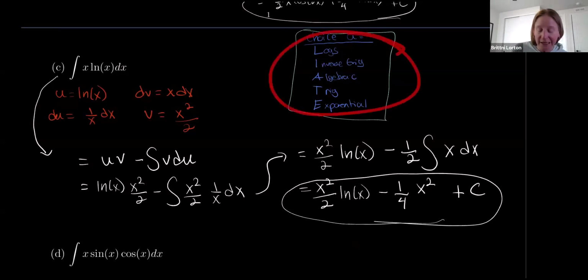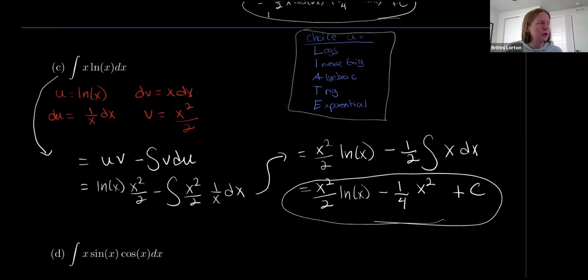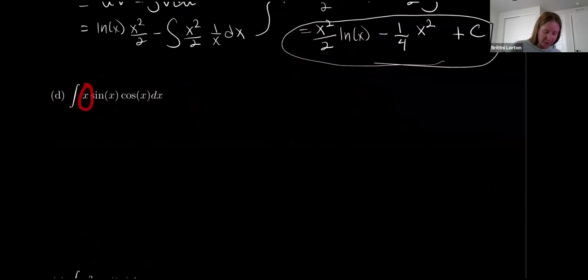You should always be thinking of LIATE because that's going to be your choice for the u equals. So for this part D, this next one, I have an x, a sine, and a cosine, which does make that a little bit trickier for sure, but we can definitely do this one. Do I have a log? No, I don't. So I can't do that one. Do I have an inverse trig? No. Do I have an algebraic? I do. x is my algebraic. So for that one, we got it. This is going to be a little bit trickier.